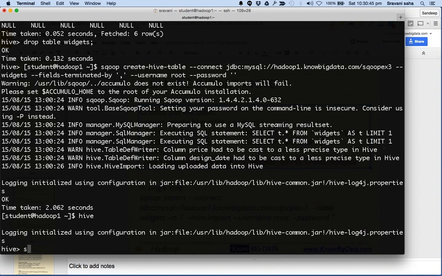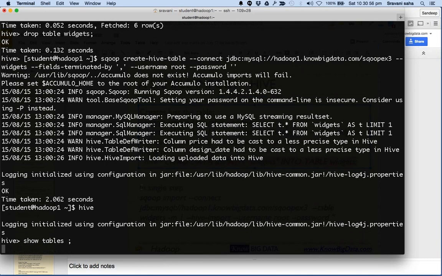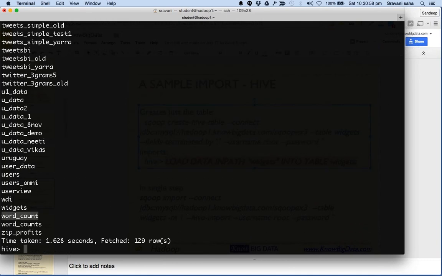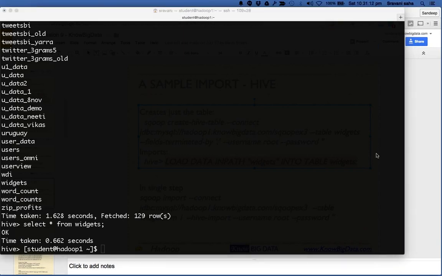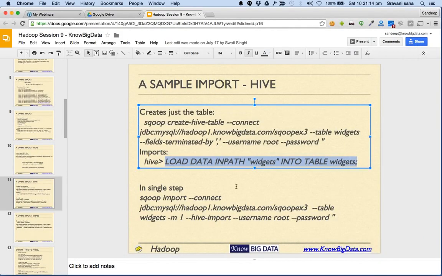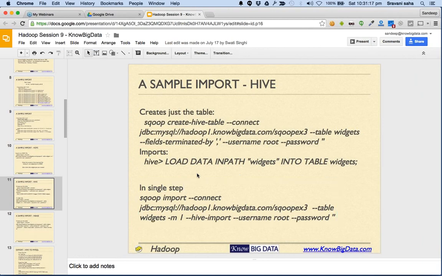Okay, so now you can see, select star from, sorry, show tables, there is a widgets table, and let's see if there is something in it. It will be empty. Now in this you can load the data now. Sounds good to everyone? Alright. Now that's what we did just now.